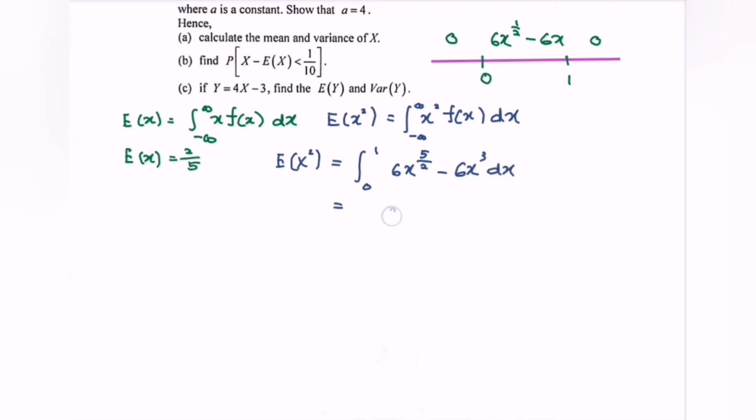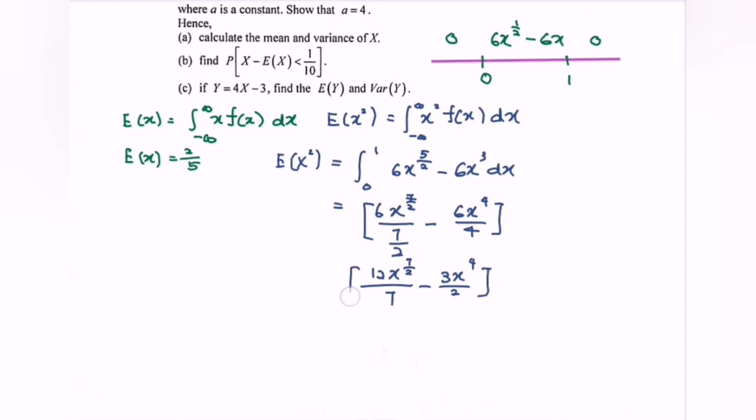So here we have x to the power of 7 over 2 over 7 over 2, times 6, minus 6x to the power of 4 over 4. So kindly simplify the situation. So here we will have 12x to the power of 7 over 2 over 7 minus 3x to the power of 4 over 2 with the limit 1, 0. So kindly substitute. So here we will have 12 over 7 minus 3 over 2 minus the 0. If we simplify the situation, we will have 3 over 14 for the E(X squared).